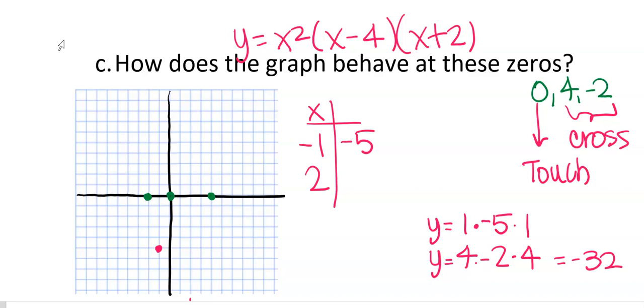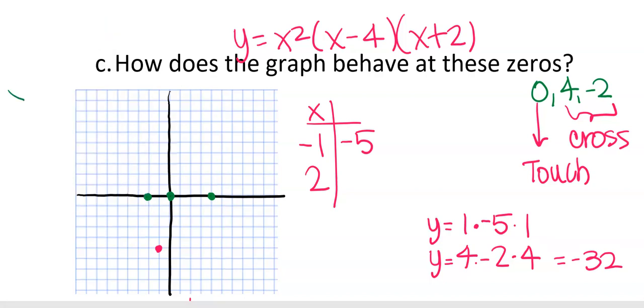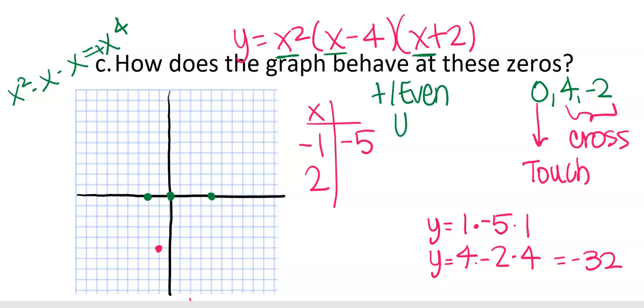When we multiply all of these x's out, just like we did on that last one, we have x squared right here. We have an x right here. And we have another x right there. When we multiply all those, we're going to get an x to the 4th, and it will be positive once again. So this graph is going to be positive and even, which means you have up, up. So on the left and right sides, it's going to be going up.